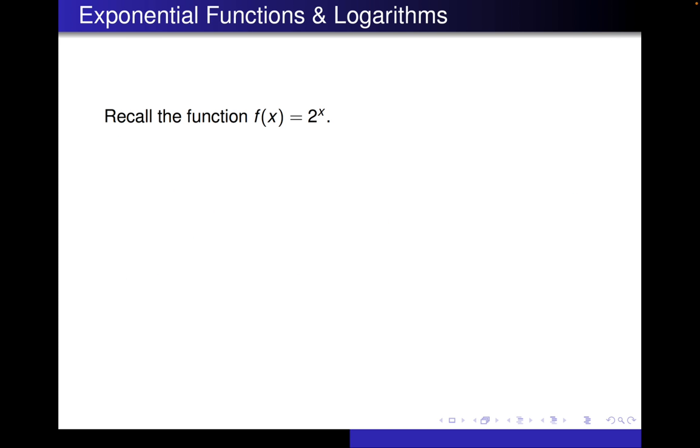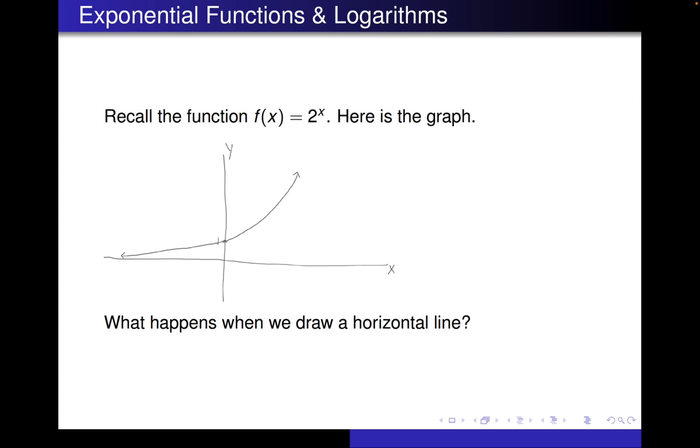So let's look at a particular exponential function, f of x equals 2 to the x. Here's what the graph looks like. Not the prettiest graph of 2 to the x that you'll find, but it's the best one I could do on short notice. The question is, what happens when you draw a horizontal line? This is important because if we want to find out if a function has an inverse, it's got to pass the horizontal line test. So we want to see what happens when we draw a horizontal line.